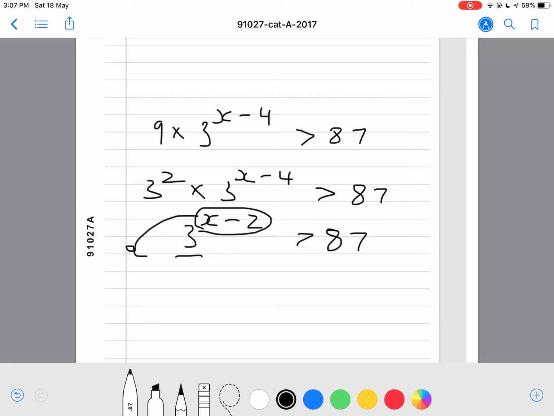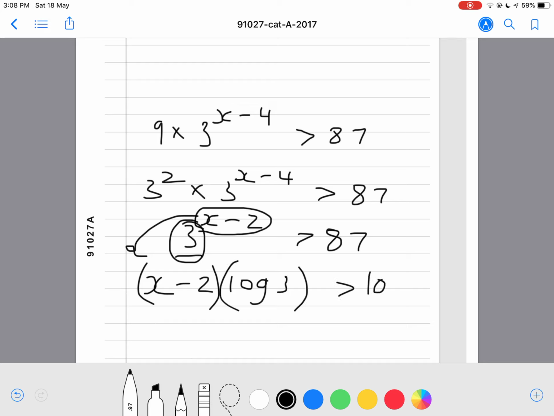So the x minus 2 comes down, okay. So the x minus 2 is no longer a power. Now the base is 3, right? So 3 to the power of something, so we'll say log of the base. So x minus 2 times log 3, this is multiply, and it's greater than log 87. So when you do log of one side, you have to do log of the other, okay?